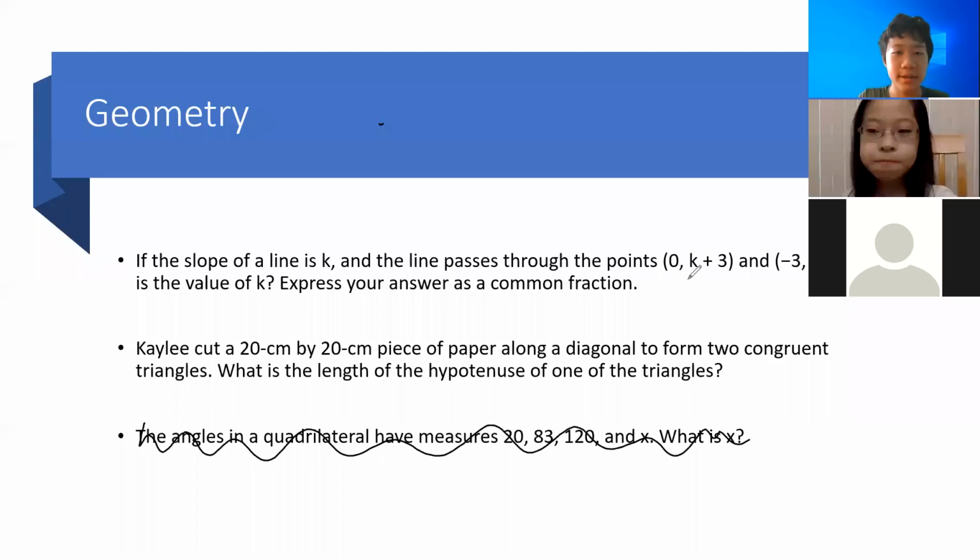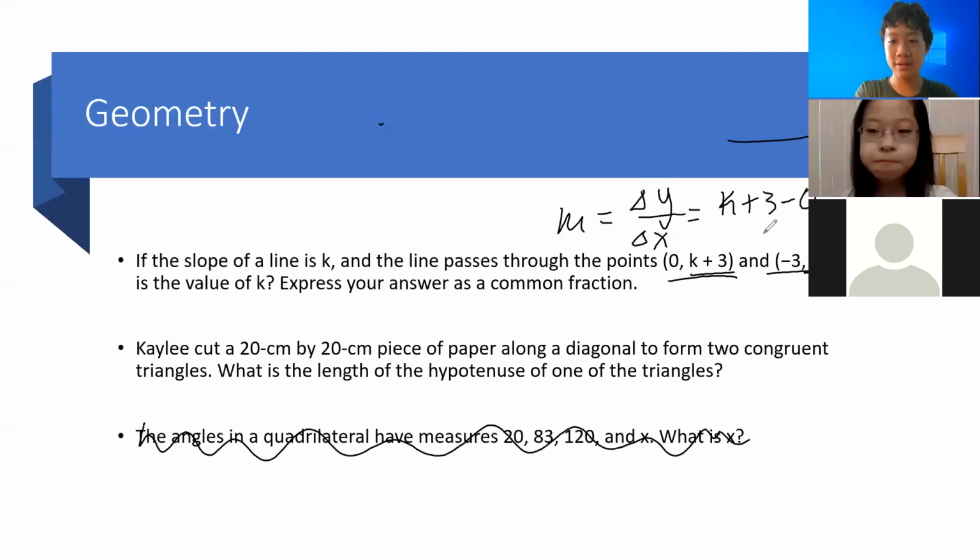Okay, I'm going to explain these now. So the first one, if you don't know what a slope is, the slope of a line is, well, if the slope is m, then the slope of the line is the change in y over the change in x. So how much does y change per change in x? To plug in values here, how much did y change from this point to this point? Well, y went from k plus 3 to 0, which means it changed k plus 3 minus 0. How much did x change? 0 minus negative 3, which is regular 3.